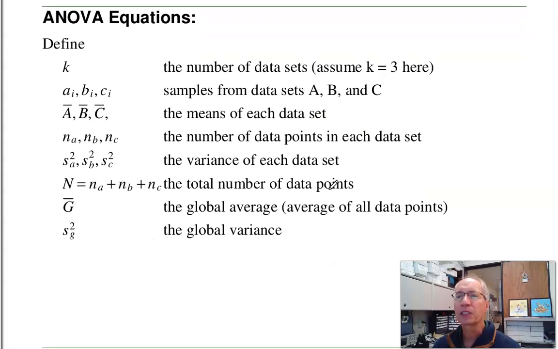The equations for analysis of variance use a bunch of variables. These are defined as follows. K is the number of data sets, 3 in the previous case. Little a sub i, b sub i, c sub i are samples from each data set. A bar, b bar, c bar are the average of each data set. N_A, N_B, and N_C are the number of data points within each data set. S squared A, B, and C are the variances of each data set. Capital N is the total number of data points. Capital G bar is the global average, and S squared sub G is the global variance.